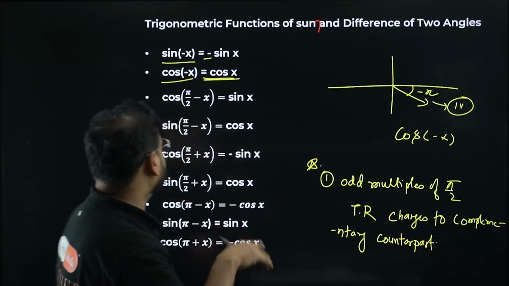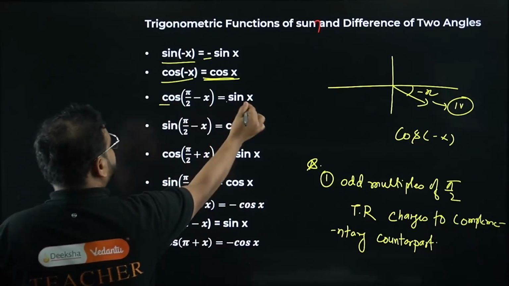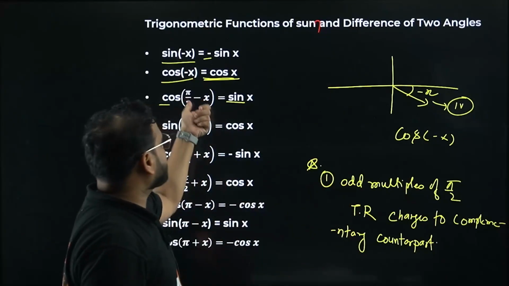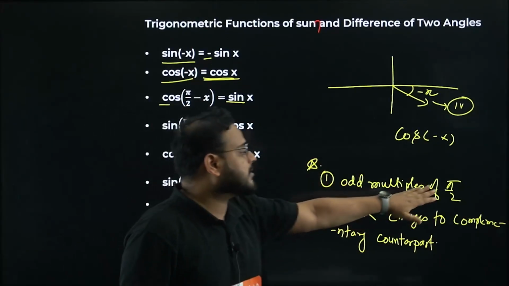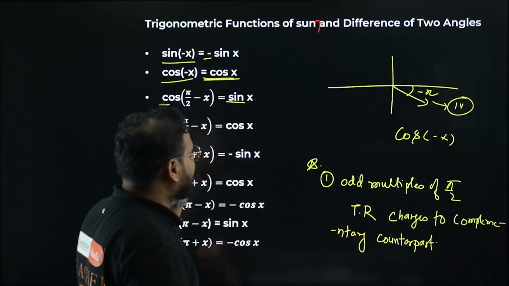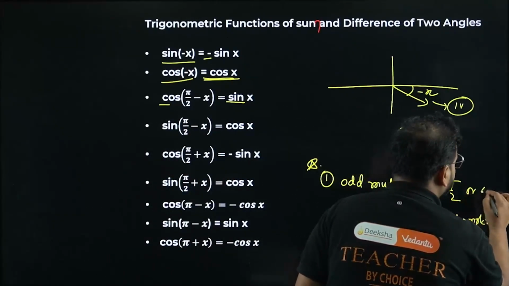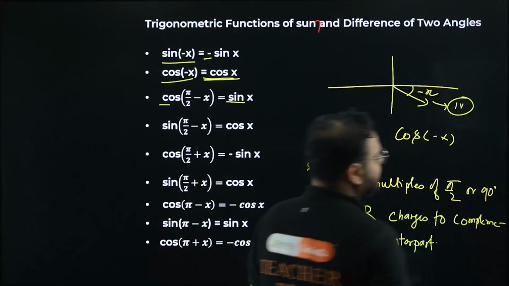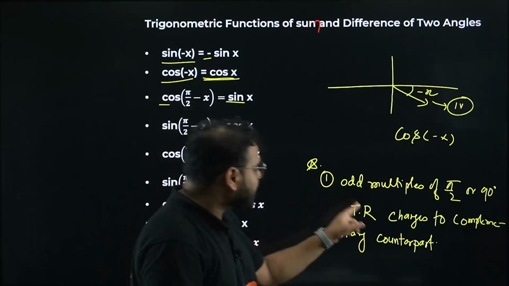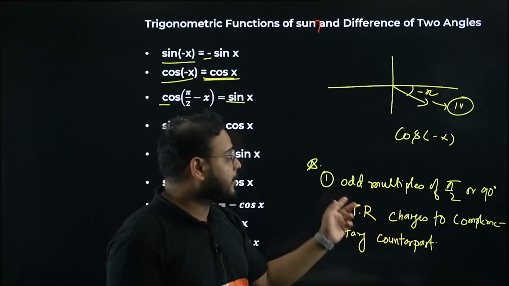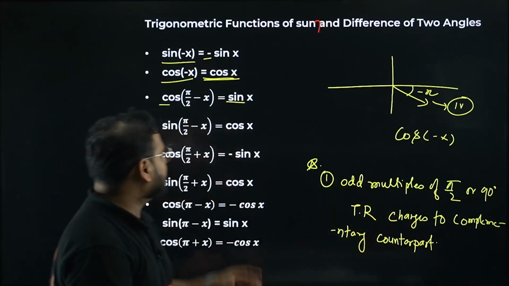It means cos will change to sine. Remember this. Is pi by 2 an odd multiple? Yes, of course, pi by 2 into 1 you can write, right? So at odd multiples of 90 degrees or pi by 2, the trigonometric ratio that is given to you will change to its complementary counterpart. So cos becomes sine.